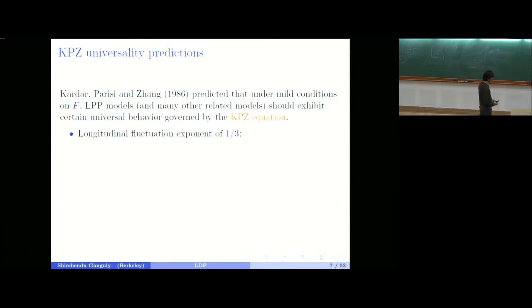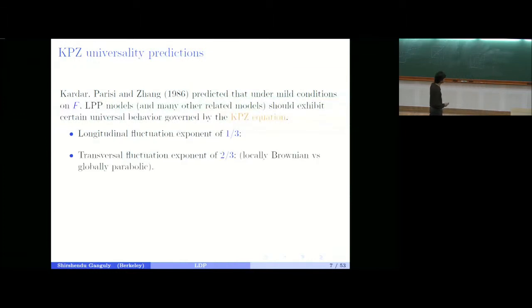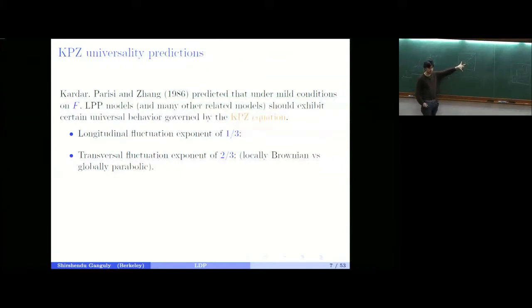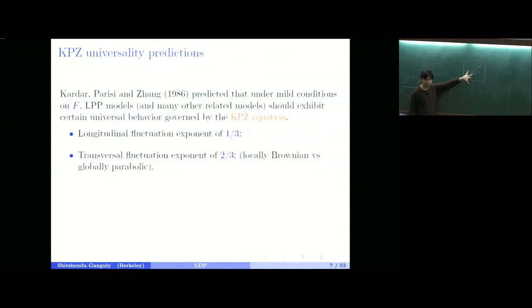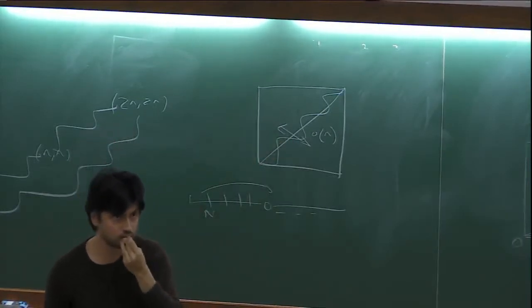And I can try to see what it says about the path itself, and this is what we'll call the transversal fluctuation. The prediction is that the exponent should be 2/3. So the fluctuation, which we described as little o of n, is predicted to be like n to the 2/3. Okay?